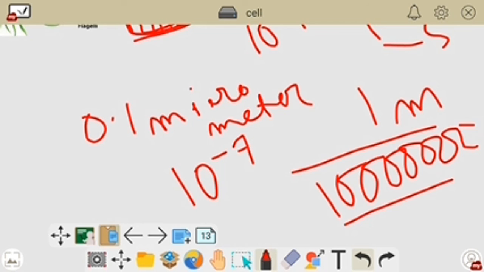Okay, let's see what the largest cell present in the universe is. There are many large cells present in nature. That is a bird's egg. Bird's eggs are also large cells which we can see with our naked eye. We do not need a microscope to see the eggs of birds, right? Bird's eggs can easily be seen by us, right?